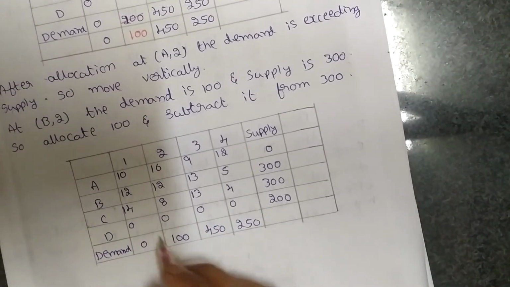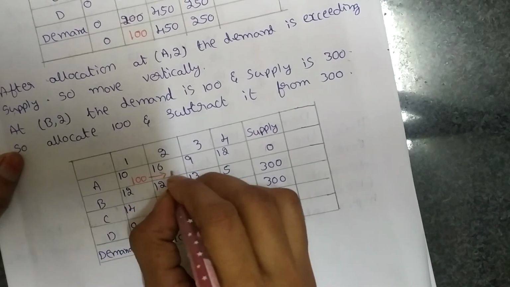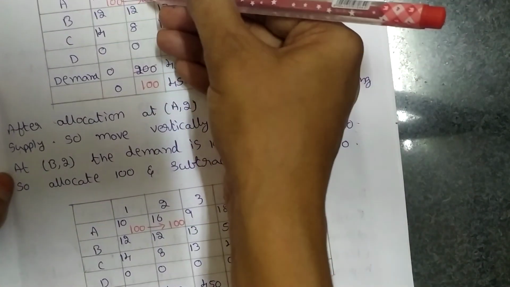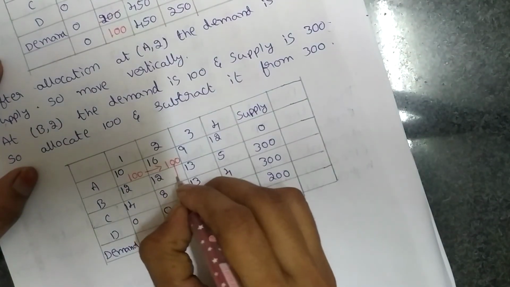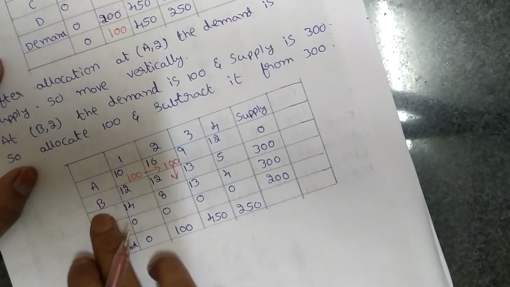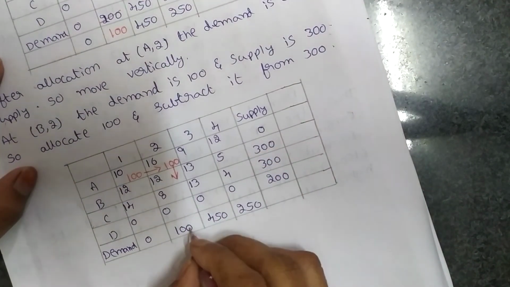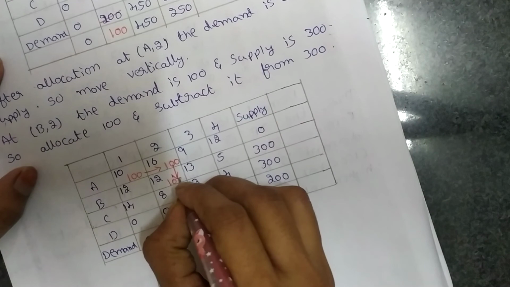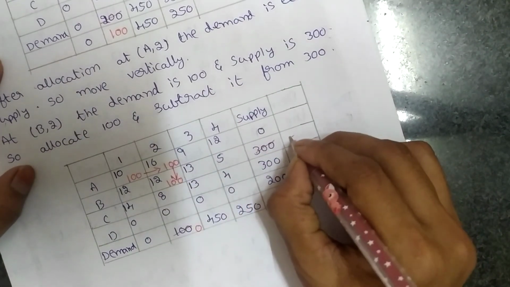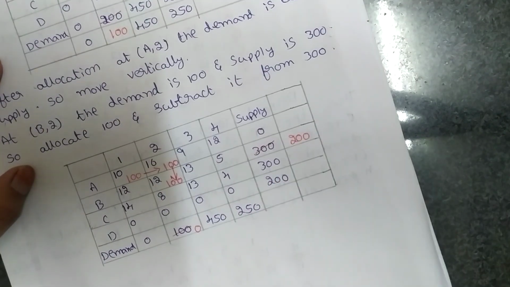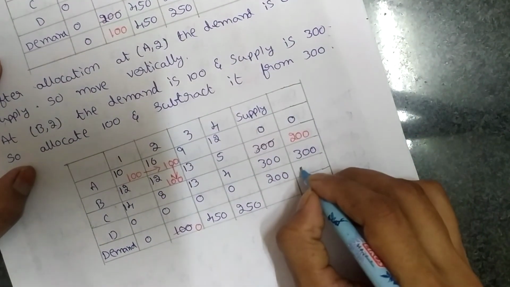Now let us see the changes here. So it has been already allocated, I forgot to write here. Now from here we said that we need to move vertically, okay. So vertically that we are moving to the cell, that is B comma 2. Now 100, 300, which has to be allocated means 100 has to be allocated. So we have allocated 100 and it will become 0. Now from this 300 we need to deduct that 100. It will become 200. Now the supply will change to 0, 200, 300, 200.